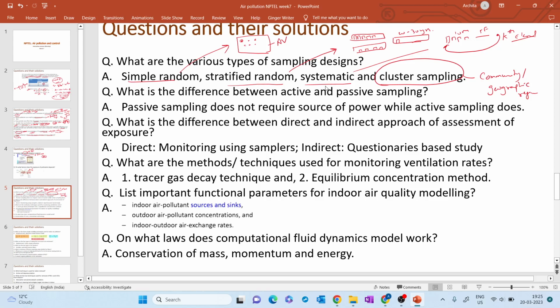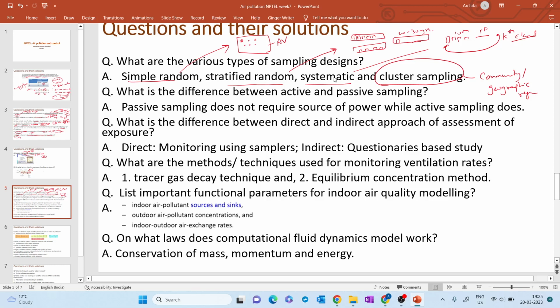Okay, now the next question is about the difference between active and passive sampling. Okay, so active sampling, as the name says, active means that when you are doing something very vigorously, or you need a push to do sampling. Passive means when you don't need a push or power to do sampling.